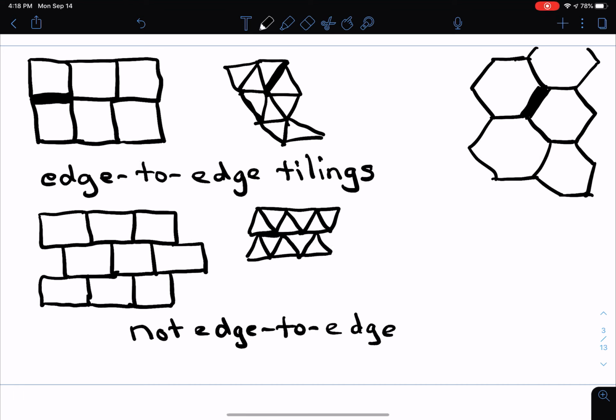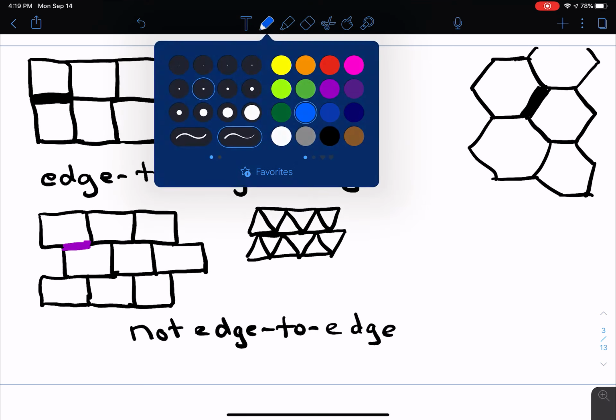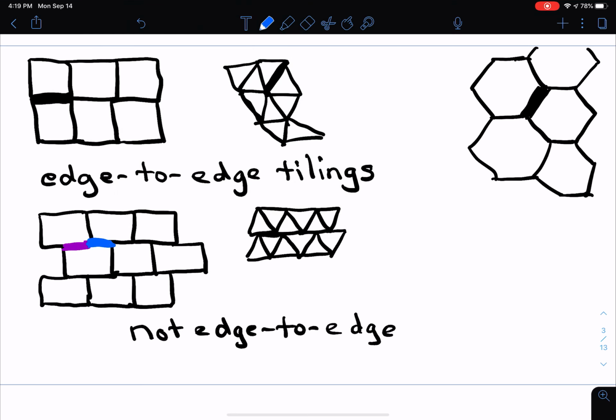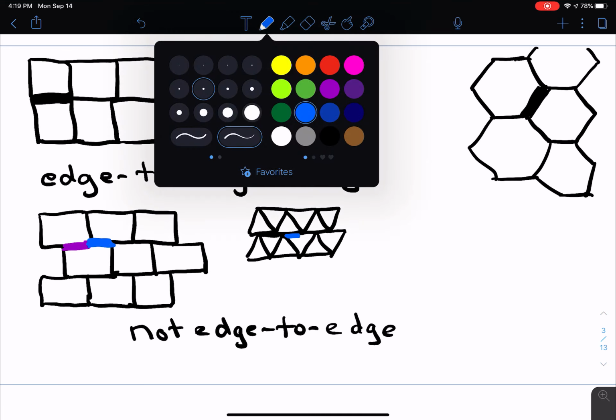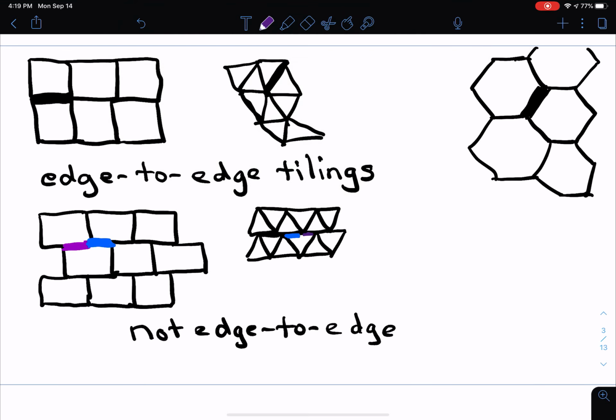So with the ones that are not edge to edge, what happens, let me take some color here, is you'll have like half or part of an edge matches up with part of an edge of another. And then the other part of an edge of one matches up with a different part of an edge of a different one. So it's not fully flush. The edges aren't fully flush against each other. You can see that in the triangles too. Like right here you have half an edge lined up with half an edge. And then right here you have another half an edge lined up with half an edge of a different triangle. Those are not edge to edge.